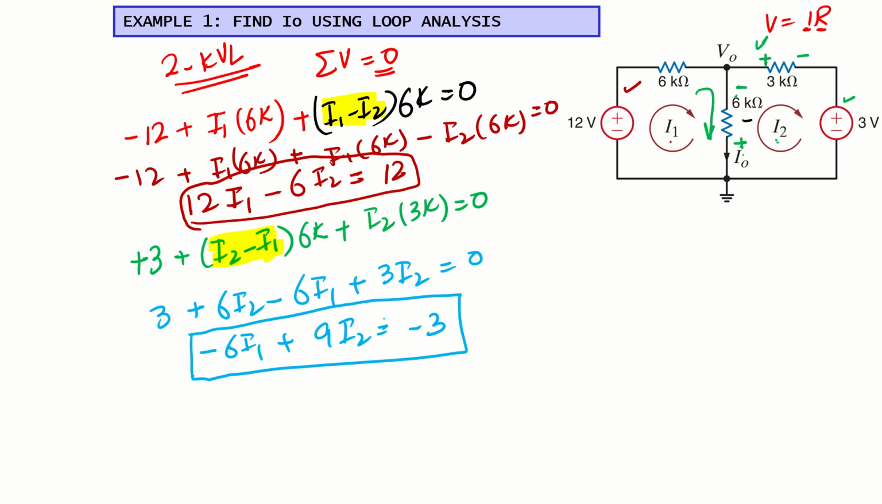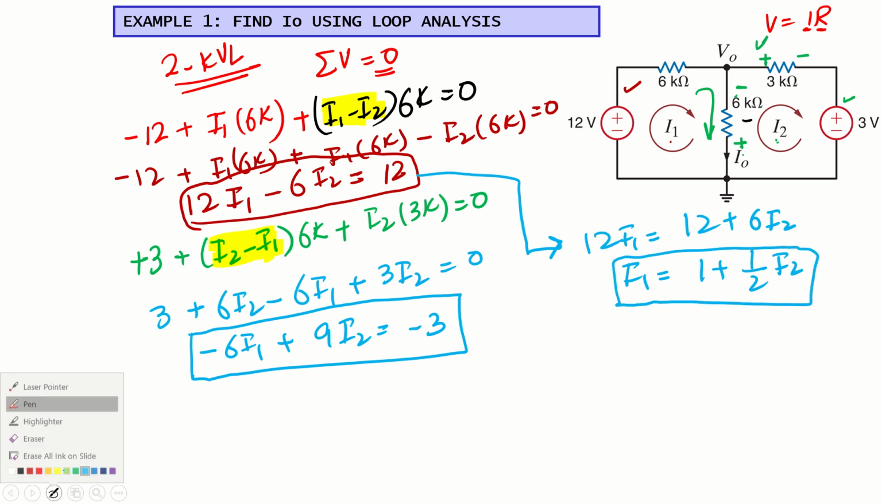Okay. Now what we can do here, we can simply solve these two to get the value of the currents. So you can use different techniques, okay, again like nodal analysis. Let me just use the substitution. So I can bring from here, like I can write that 12 I1 basically will be equal to 12 plus 6 times of I2, right? Or simply I1 will be 12 divided, so 1 plus 6 over 12, that will be 1 over 2 times of I2.